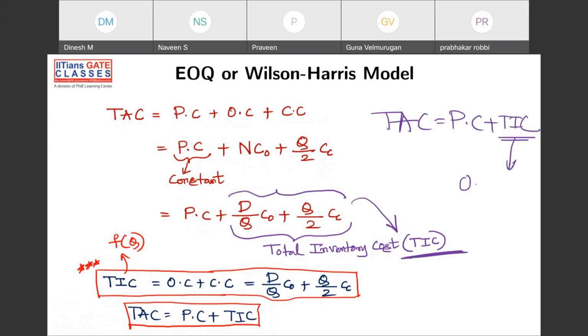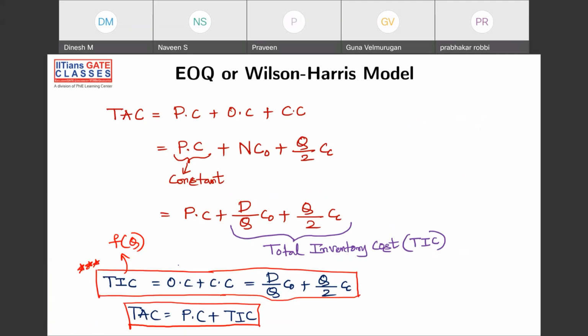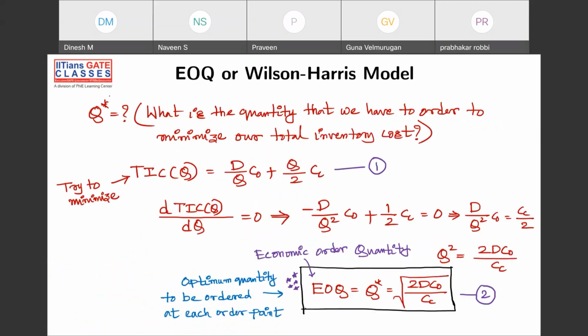Total inventory cost is nothing but ordering cost plus carrying cost, or holding cost, you can also say. Hence it is D by Q into CO plus Q by 2 into CC. And also I have written total annual cost is equal to purchase cost plus total inventory cost. Fine. Now, what is Q star? Let's assume that Q star is the quantity that we are going to order in each single order.